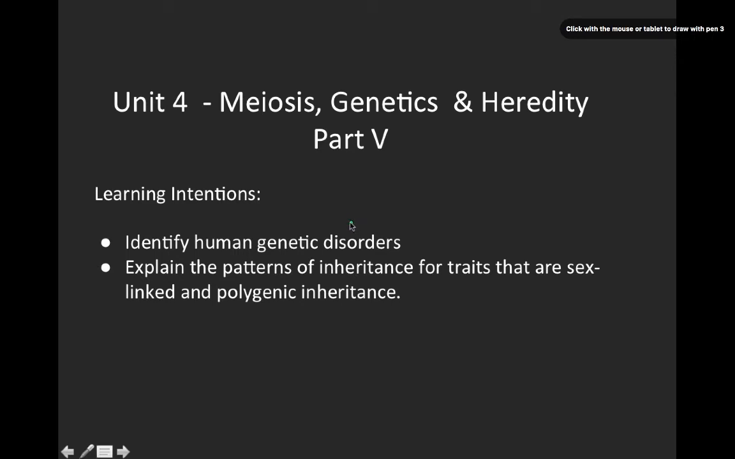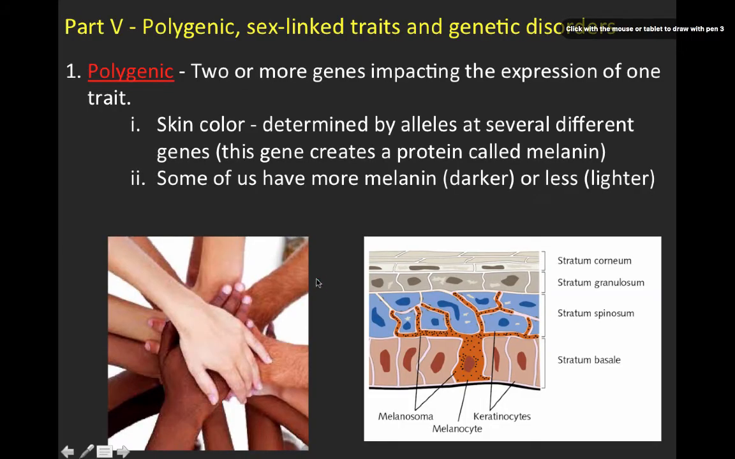Hey class, today we're looking at our last section of Unit 4, which is meiosis, genetics, heredity. The main focus here is going to be genetic disorders, which you've been doing a research project on during this unit, so you should be familiar with the premise of some of those already. And then explaining patterns of inheritance that are sex-linked or polygenic, which are two terms that are newer to you that we're going to have to cover here.